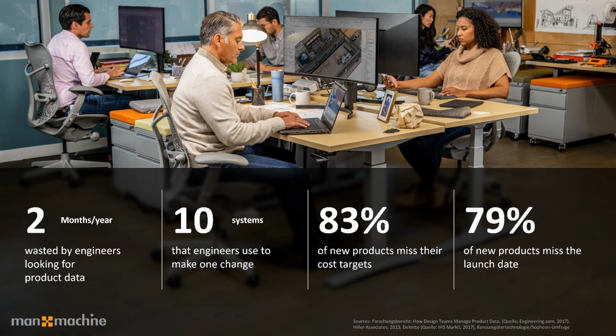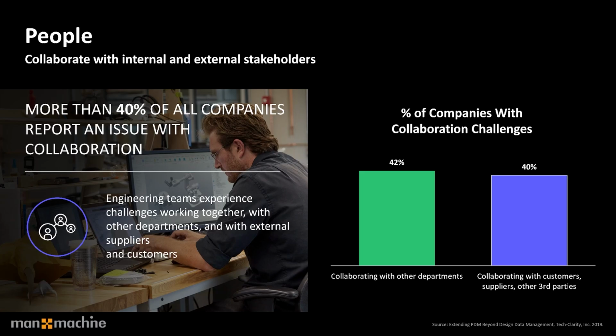And now let's take a look at the amount of wastage that happens per year. Okay, so 2 months a year spent looking for product data. On average, 10 systems that engineers need to work with. 83% of new products miss their cost targets, and 79% of new products miss their launch date. These numbers are staggering, and all it does is highlight the need for something that is going to help you manage these processes effectively.